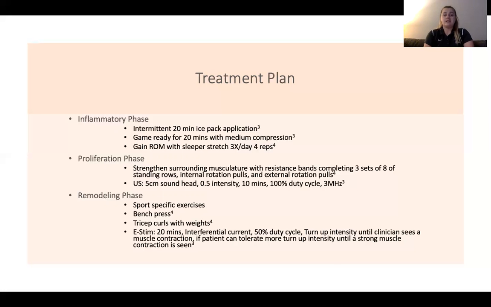some exercises that I feel could be helpful would be to strengthen the surrounding musculature with resistance bands, completing 3 sets of 8 reps for standing rows, internal rotation pulls, and external rotation pulls. Again, trying to regain back some of that range of motion while also strengthening the musculature that attaches to the shoulder. A modality that can be helpful during this phase would be ultrasound.